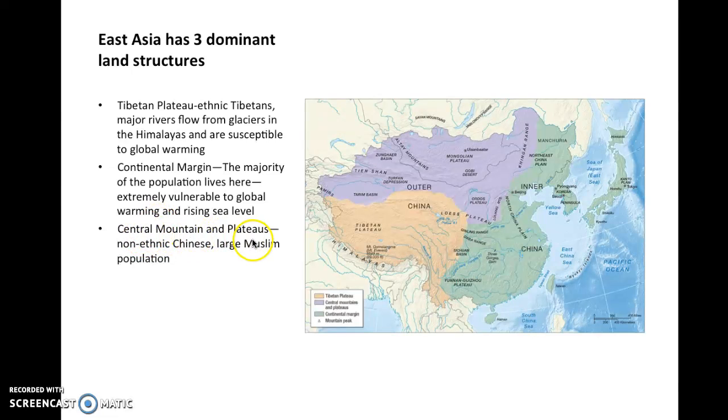The central mountain and plateaus, this region through here, mostly non-ethnic Chinese, large Muslim population, a lot of political instability in this region, and it's also very impoverished. The wealth of China is concentrated right along this coast, this region right here. Not much this direction.